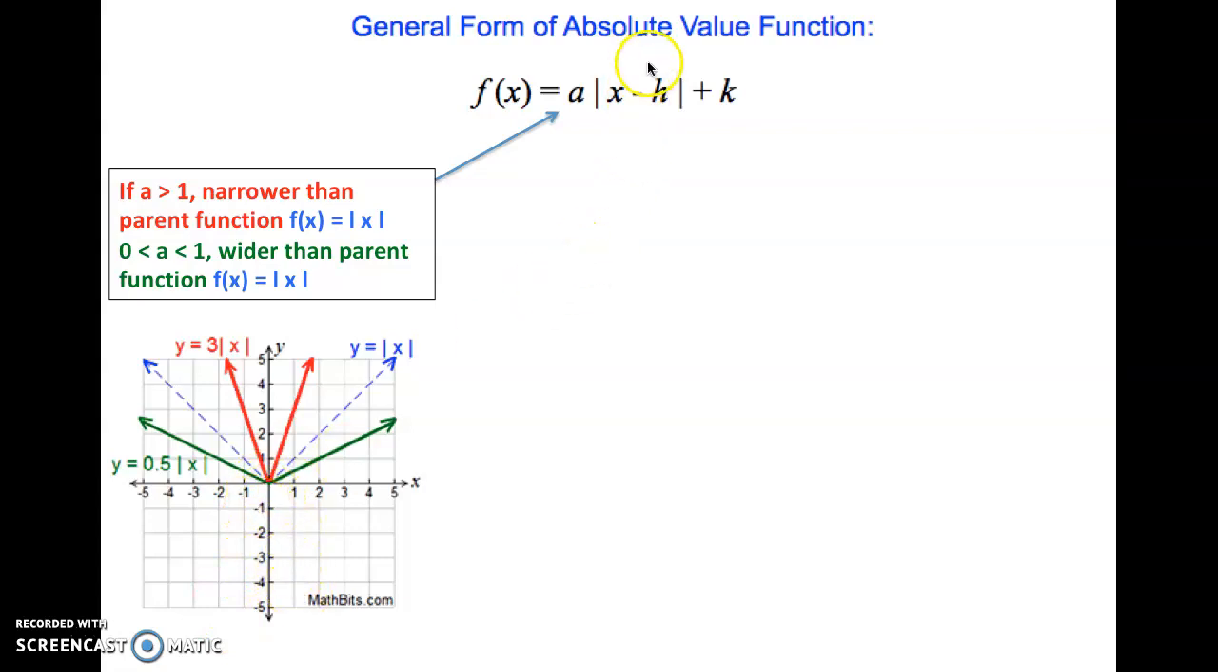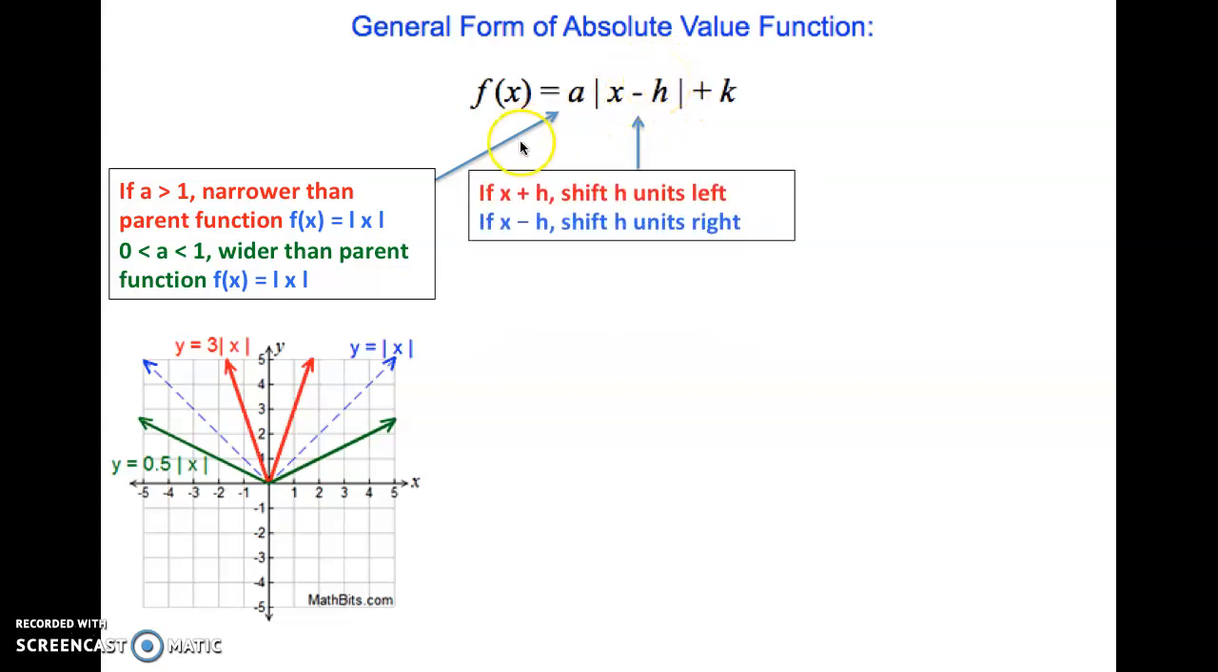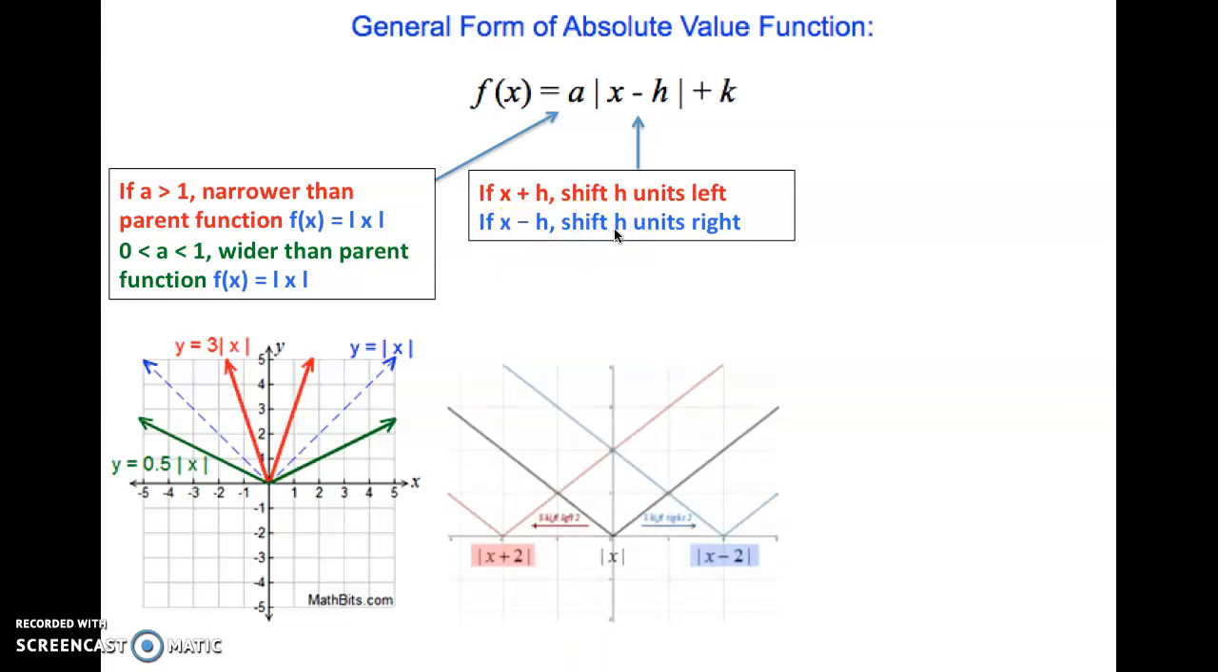Okay, next we're going to look at what happens inside the absolute value. We talked about a. Now, inside the absolute value, you're either going to subtract or add some number h. So what happens is if you're adding a plus h, it's going to shift that graph h units left. If you're subtracting h, it's going to shift h units right. So let's look at an example. The black line in the middle, the absolute value function here, is your parent function. This is the absolute value of x plus 2. Notice it shifted 2 units left the entire graph. Over here, if we subtract 2 inside the absolute value, it's going to shift your graph 2 units to the right. Same exact graph, just moved 2 units to the right or left.